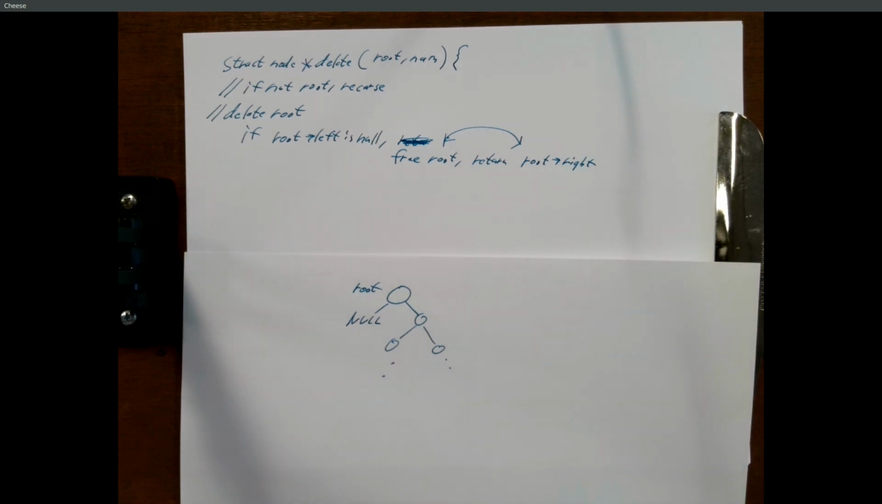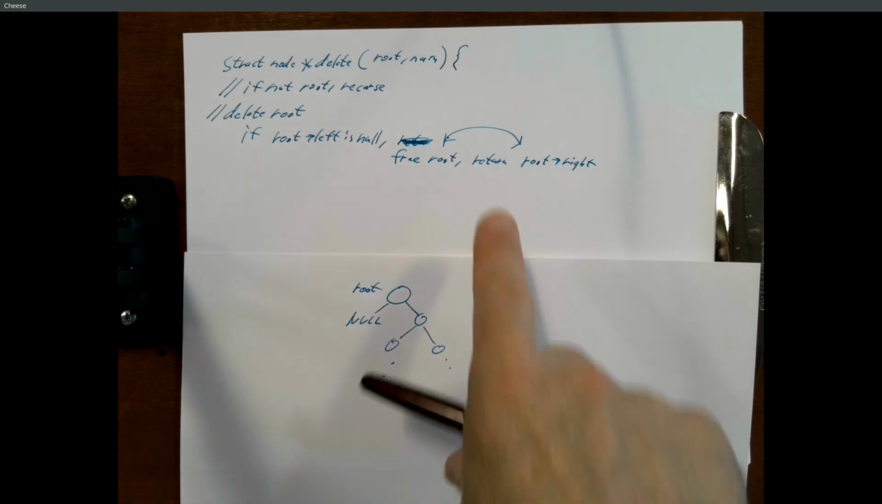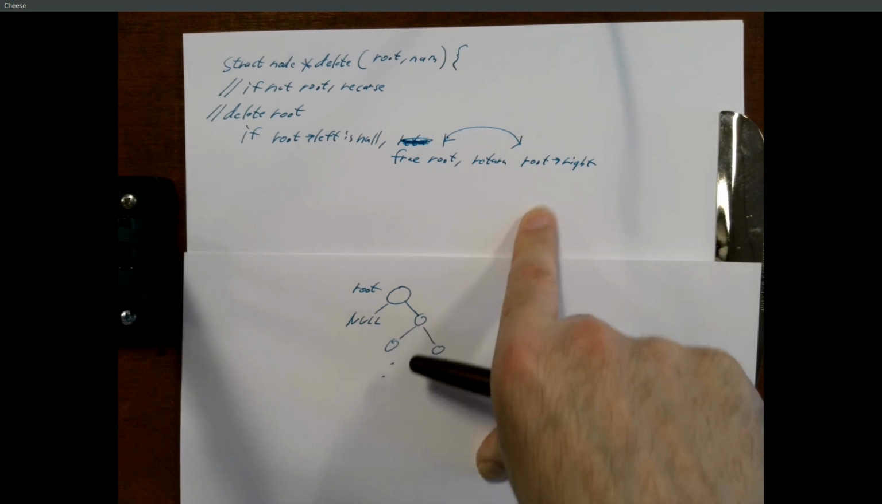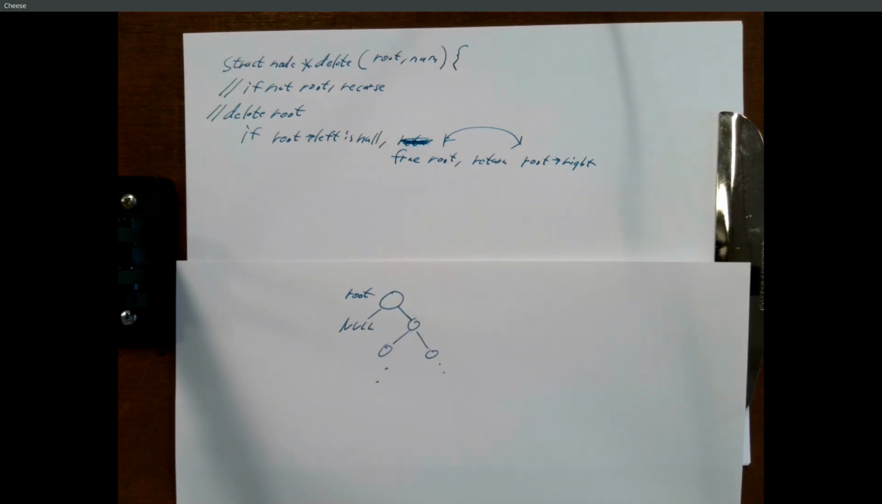All right, so you got to use a temporary pointer. You can't free the root and then talk about root arrow right. And we can't return and then free the root, because once we return, we're not executing any more code in here. So set a temporary equal to root arrow right, and then free the root, and then return the temporary.